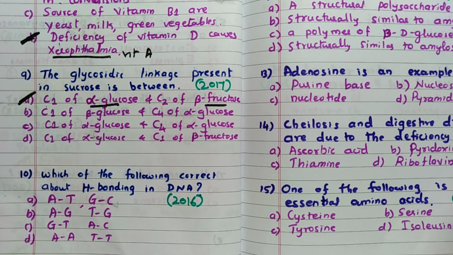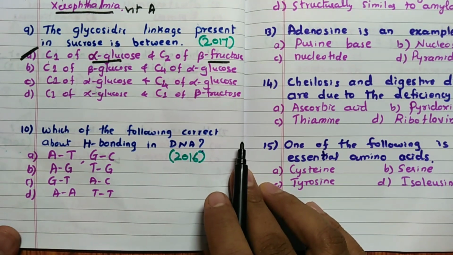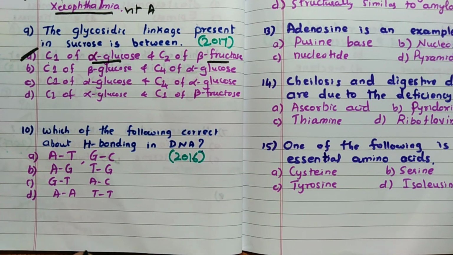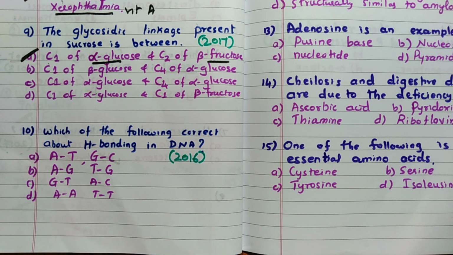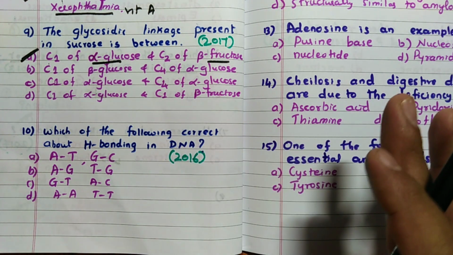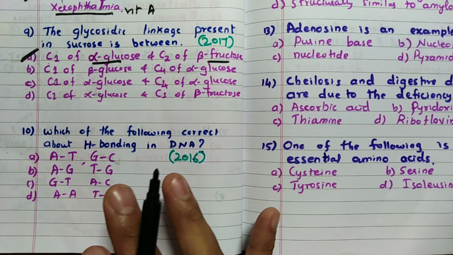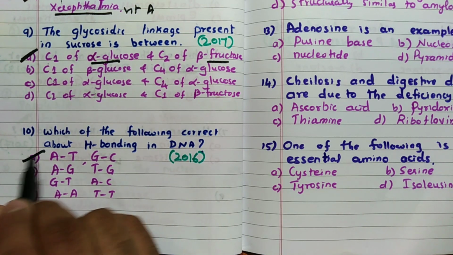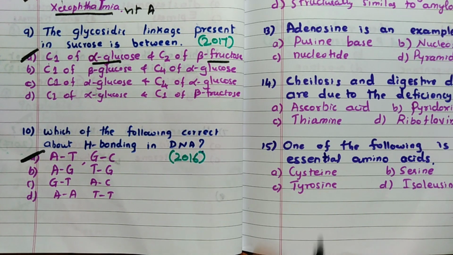Then the 10th one, which of the following is correct about hydrogen bonding in DNA? You have to remember this, and if you read this 4 to 5 times loudly, if you shout this, you should hear it yourself. That is ATGC, remember, ATGC. AUGC is RNA; if it is DNA, ATGC. AT will have 2 hydrogen bonds, GC will have 3 hydrogen bonds, so the answer is A, 10th question.